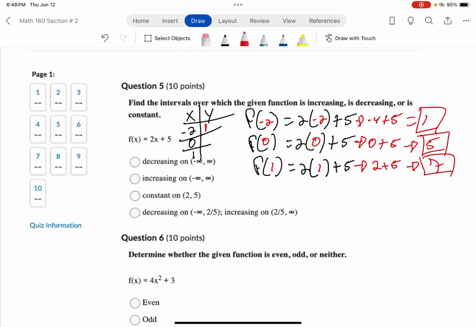That is the reason you have the other two numbers. The first coordinate point is -2, comma 1, the second coordinate point is 0, 5, and the third coordinate point is 1, 7. So with those 3 points, you can build the graph, and with the graph you will know where it is increasing, where it is decreasing, or where it is constant. So I will build the graph here.